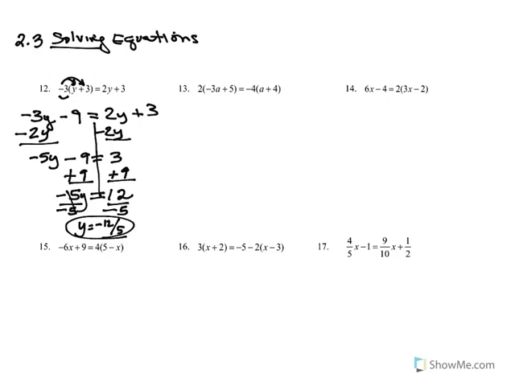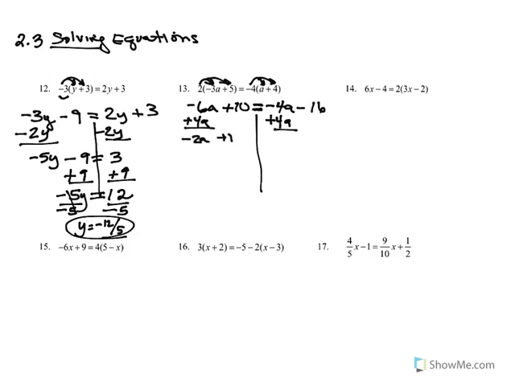All right, next. Again, we have parentheses, so we're going to have to distribute. So here we go. So negative 6a plus 10 equals negative 4a minus 16. So I have my a's that need to come together. So I'm going to add 4a to itself, cross the equal sign. So negative 2a plus 10 equals negative 16.